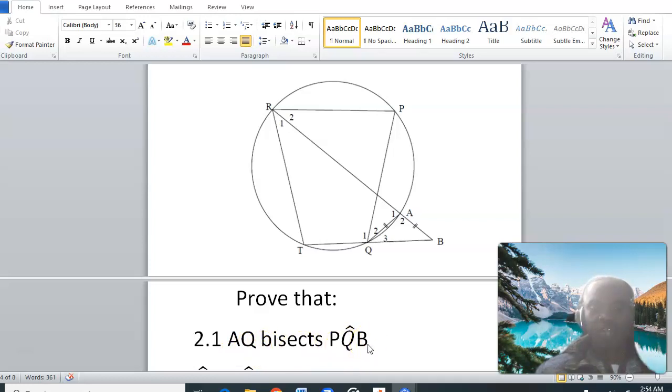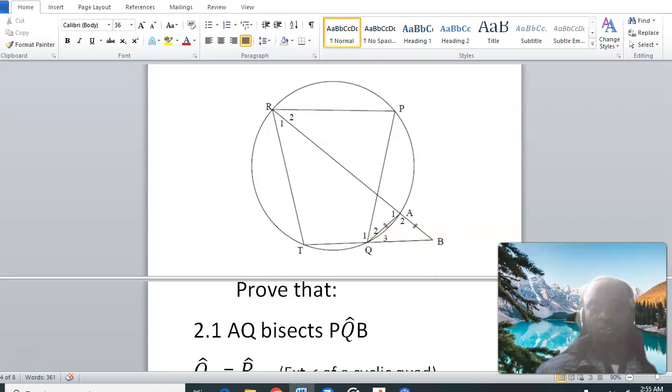They want us to prove that AQ, where is AQ? AQ bisects PQB. So they want us to prove that this line AQ divides this angle into two equal parts. What does it mean? We must prove that Q2 is equal to Q3. For it to bisect, the angle here must be equal to the angle here. That's the meaning. So we are going to prove.